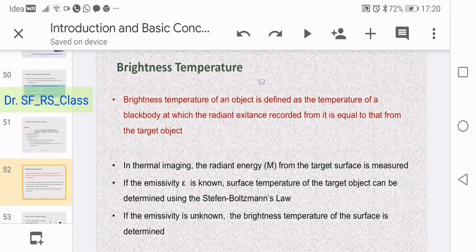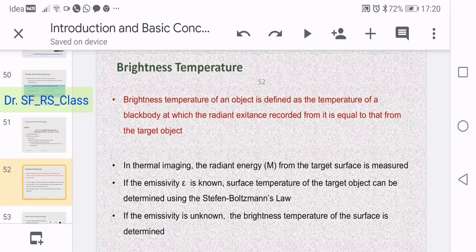Radiant excitance of a black body at a particular temperature will be the same as the radiant excitance of a target object. If it becomes the same, then it's called the brightness temperature. In thermal imaging, the radiant energy M from the target surface is measured. We measure M, the radiant excitance, and if the emissivity is known, the surface temperature of the object can be obtained using the Stefan-Boltzmann law.